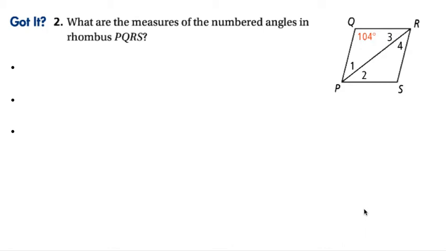Here's one for you to try. Go ahead and pause the video. See if you can come up with angles 1 through 4. All right, hope you gave that a try.